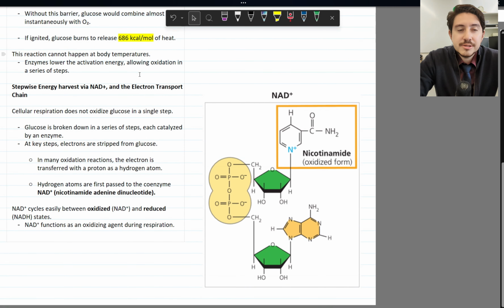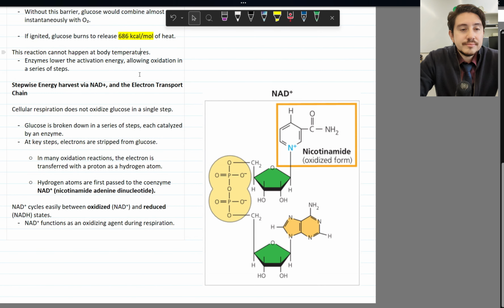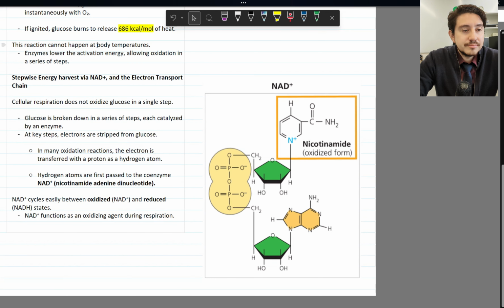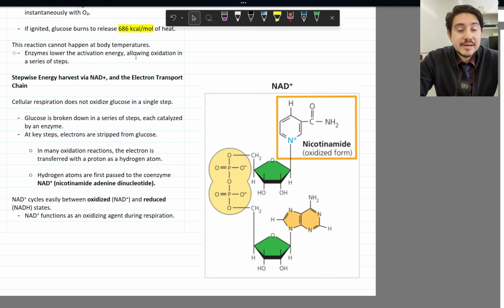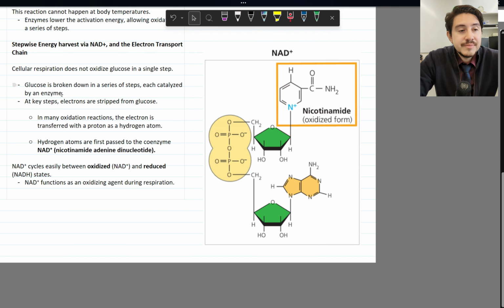Okay. Again, remember this number, per molecule of glucose. So this reaction cannot happen at body temperatures, fortunately. Okay, or else we'll be combusting. Enzymes lower the activation energy, right, allowing oxidation in a series of steps. So this is important because you can release safely, securely, little bits of energy to produce ATP and ATP and ATP. Okay, so these are referred to as a kind of stepwise method. Right, so you want to harvest energy, and we're going to see more specifically how that works.